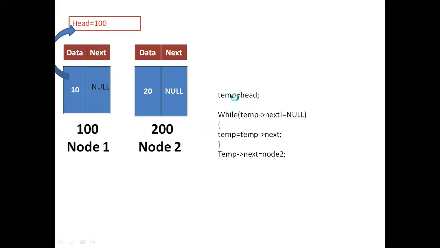Suppose temp is equal to 100. 100 arrow next means here null. Null not equal to null is false. When the condition is false, it goes out of the while. Here temp arrow next, temp is equal to 100, so 100 arrow next is equal to our new node, that is 200, we are assigning.